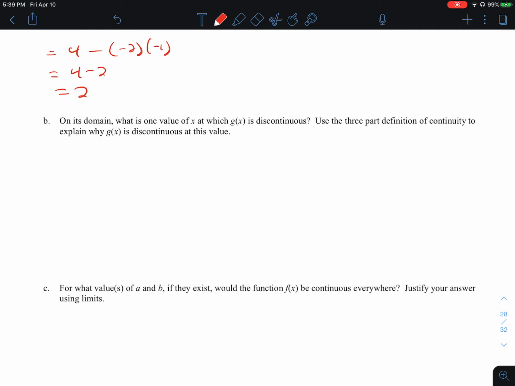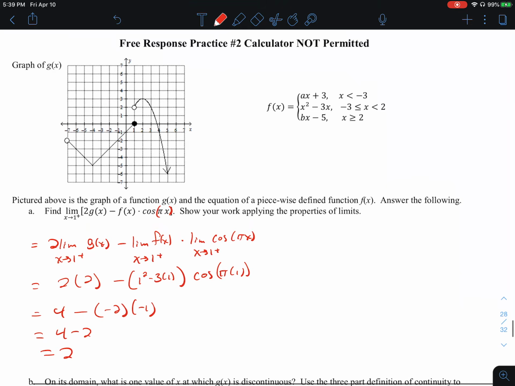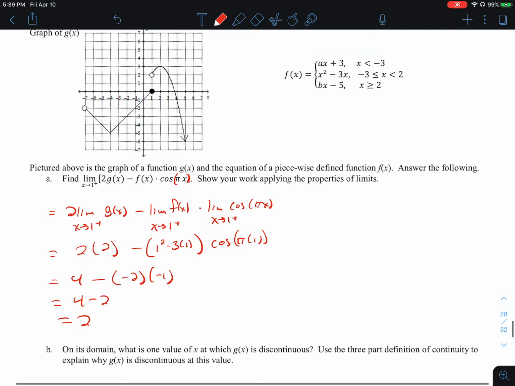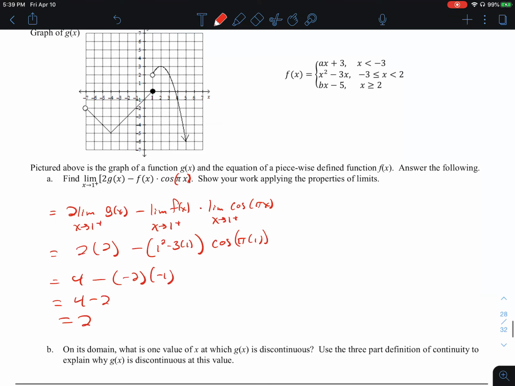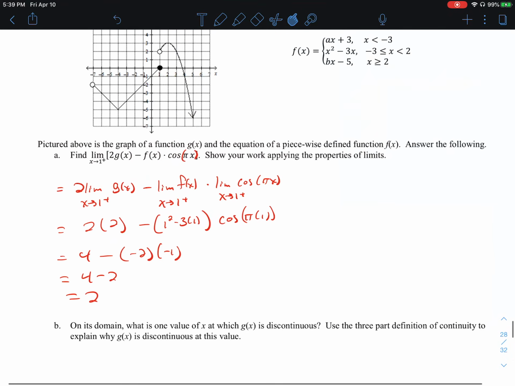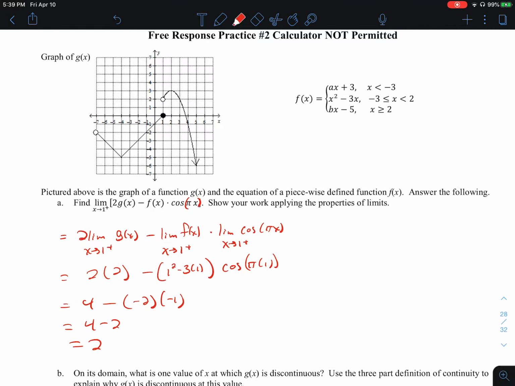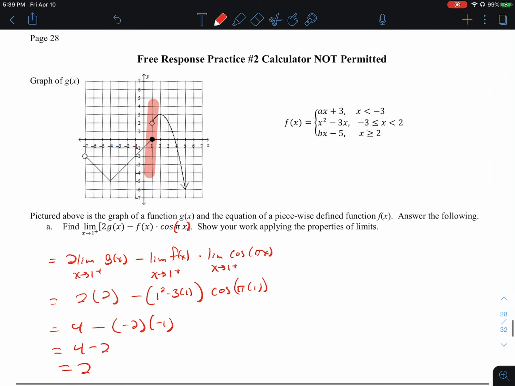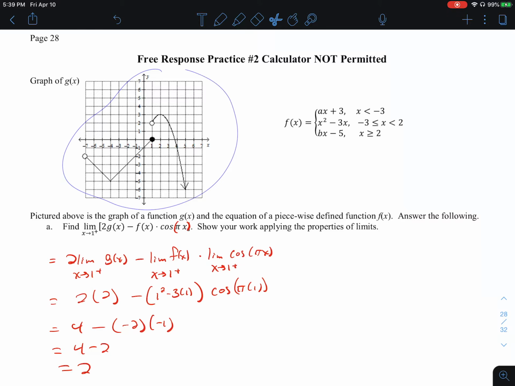B, on its domain, what is one value of x in which g of x is discontinuous? Use the three-part definition of continuity to explain why it's discontinuous at this value. Let's see. Looking at this graph, g is discontinuous here at 1. And let's use that three-part definition. I'm going to bring this graph down here so I can see it while I'm doing this.